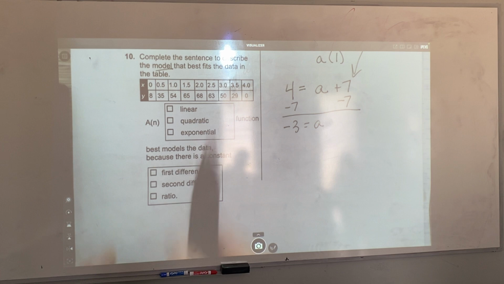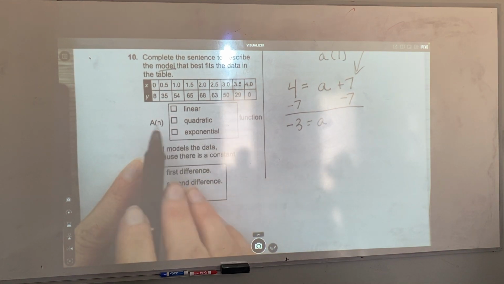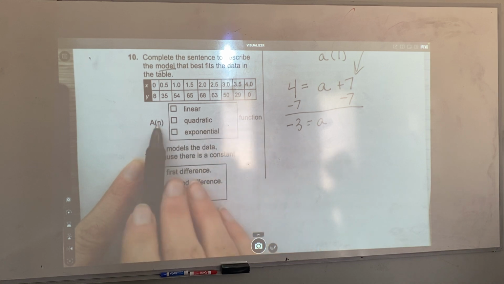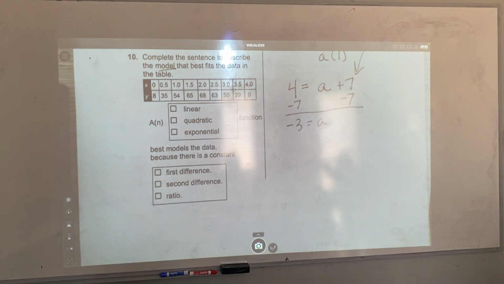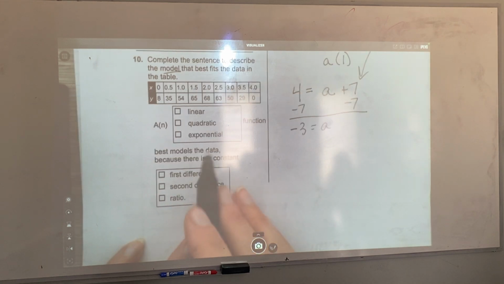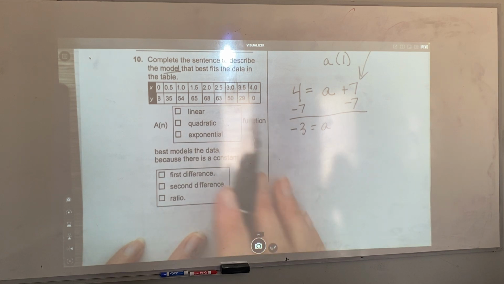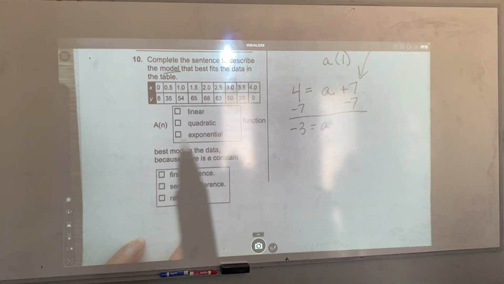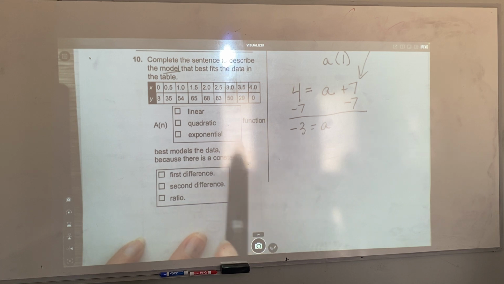Yes, that's exactly it. Here's the sentence: a linear function, a quadratic function, an exponential function. One of these is the model. It's just a fancy word that means the graph or the picture of the function that best fits the data in the table. So we could take a look at this data and try to analyze it. It is just kind of all over the place and it's weird. So it's not linear.